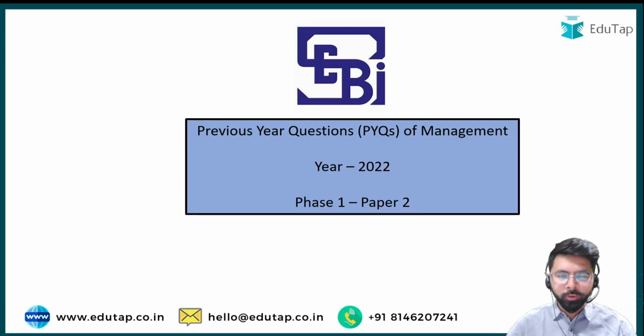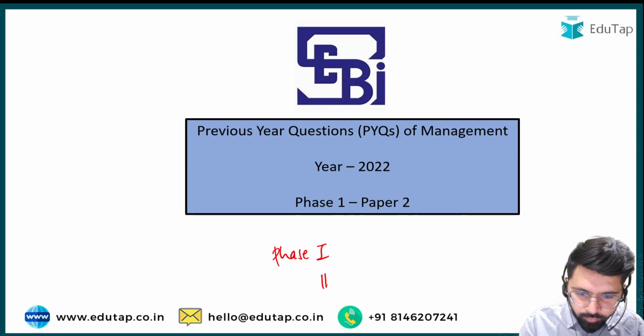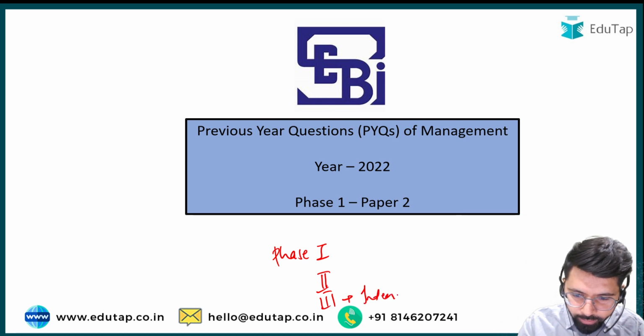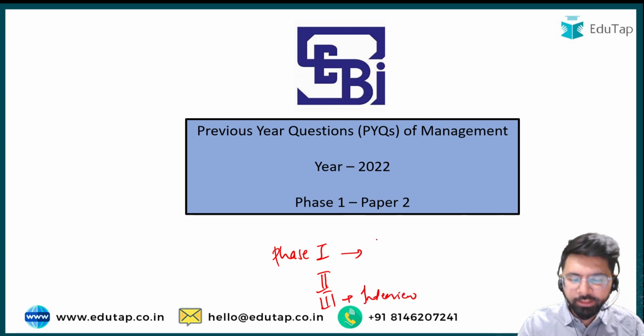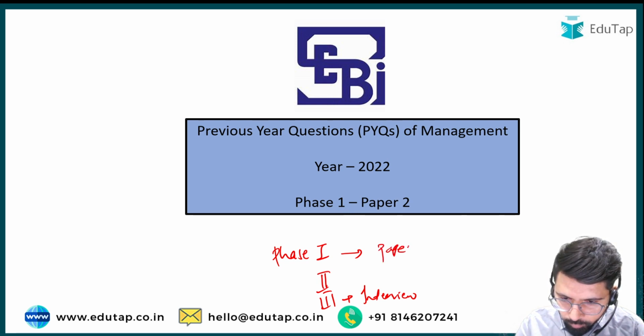In this session, we are going to discuss the PYQs of the management and we are talking about SEBI Grade A examination. So friends, as you are aware, the examination is held in three phases. That is phase 1, phase 2 and phase 3, which is nothing but the interview. So in this session friends, we would be discussing the management questions that appeared in the phase 1 and within paper 2. Within paper 2, as paper 1 comprises of QRE and GA section.